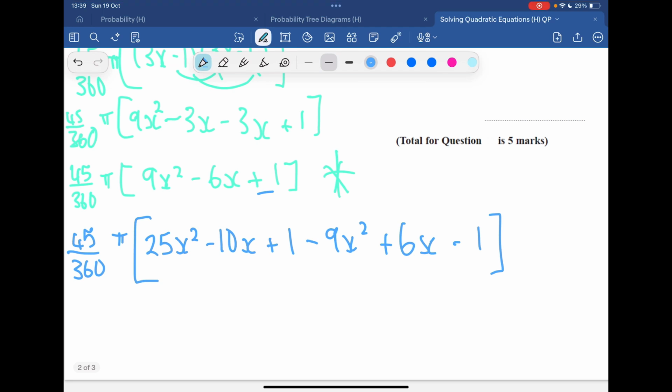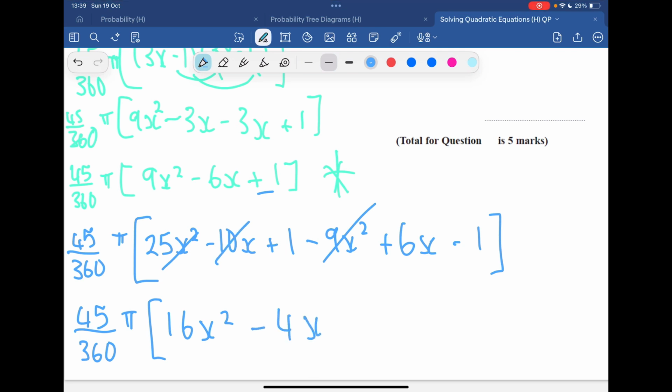And we can simplify this. So again, we keep this here because it applies to everything. We've just factored it out basically. We have 25x squared minus 9x squared. That's going to be 16x squared. We have minus 10x plus 6x. That's going to be minus 4x. And we have plus 1 minus 1. That's going to be 0. So this is the area of shape A.